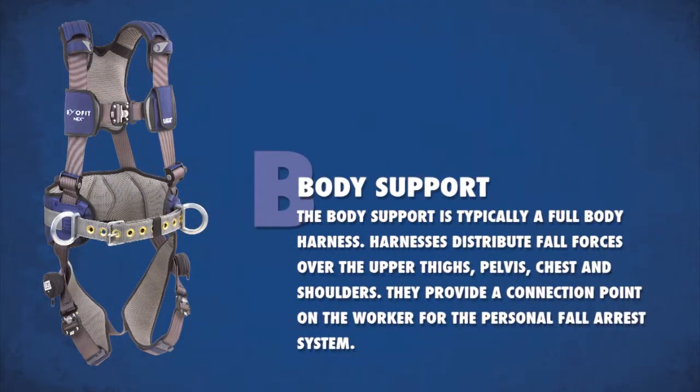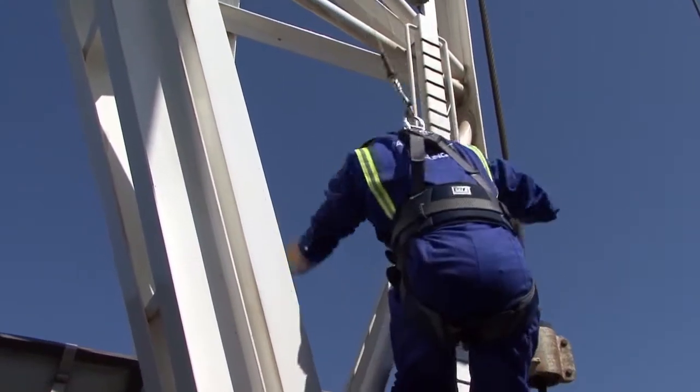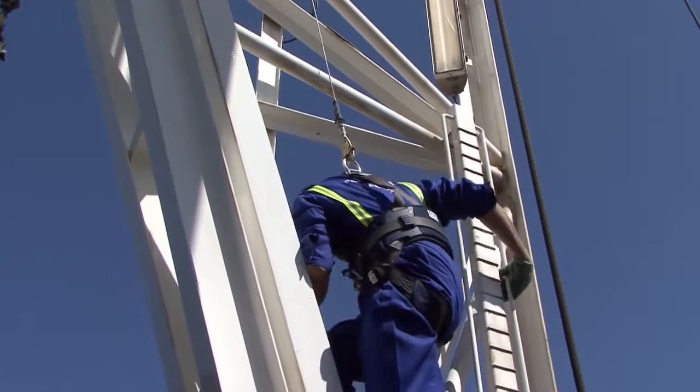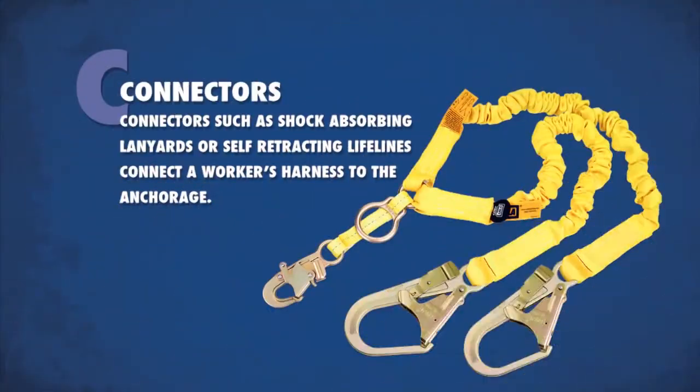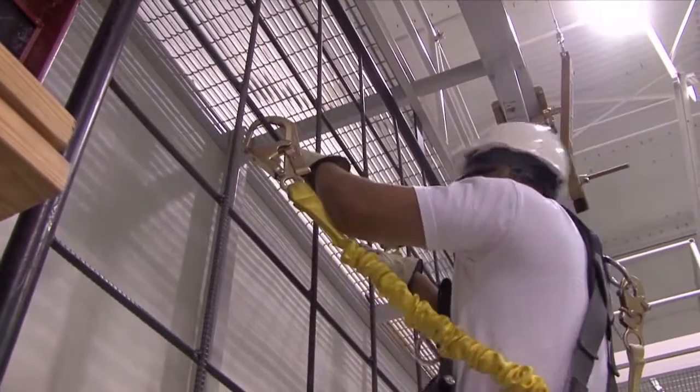Body support. The body support is typically a full body harness. Harnesses distribute fall forces over the upper thighs, pelvis, chest, and shoulders. They provide a connection point on the worker for the personal fall arrest system. Connectors. Connectors such as shock-absorbing lanyards or self-retracting lifelines connect the worker's harness to the anchorage.